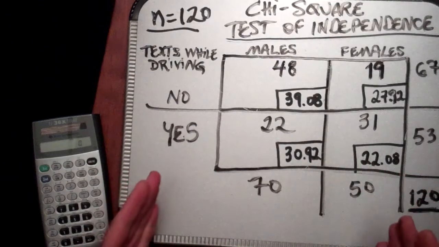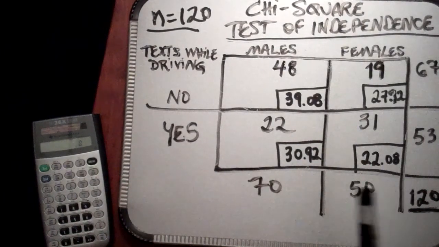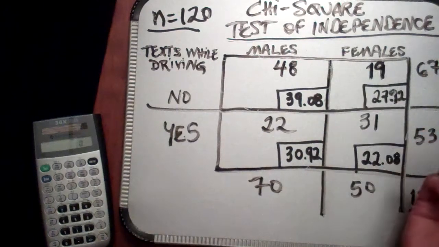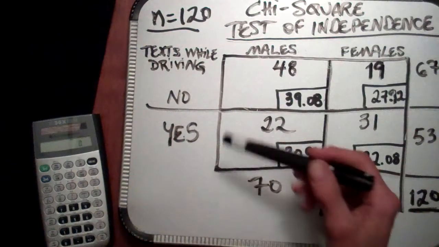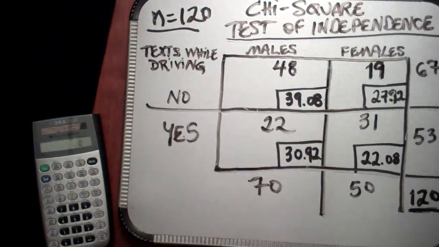We're doing a chi-square 2 by 2. And what that means is we have two variables, each with two levels. One variable is sex of the subject that's being queried. The subject is either male or female. And the second variable is reports texting while driving, no and yes.